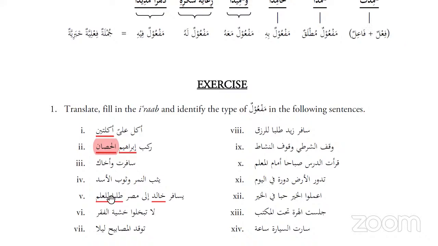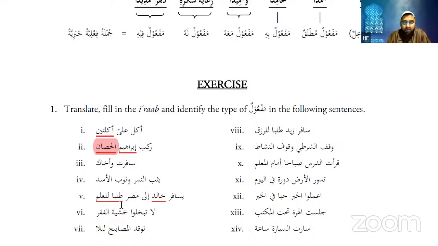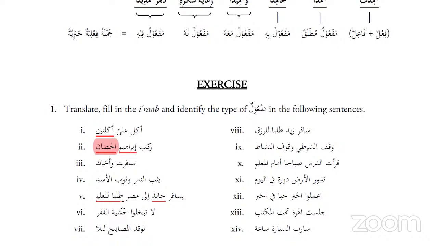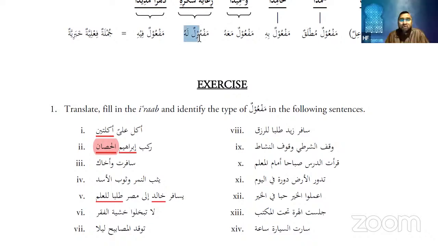Exactly. So طلبا للعلم is explaining what? Why he traveled. So it's مفعول له, because it is causal. مفعول for the reason. مفعول له or مفعول لأجله, explaining the reason why he is doing the action of traveling. طلبا للعلم.